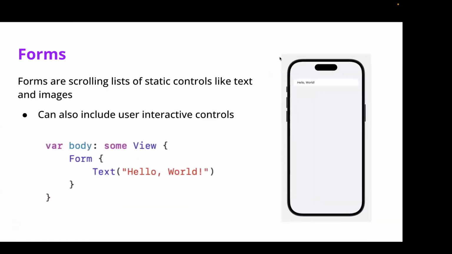Yeah, and now let's talk a bit more about the kind of components that we have in our app today. SwiftUI forms are scrolling lists of static controls like text and images. You could add anything, like buttons, or text in forms. Here is some of the syntax to create a form. It's pretty simple. Just have a form and then curly brackets and then whatever you want inside the form.